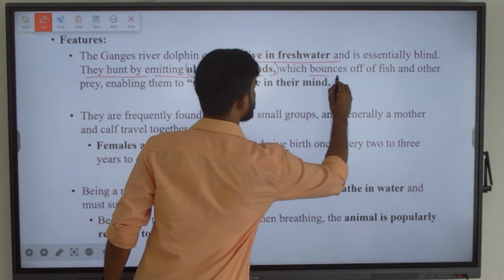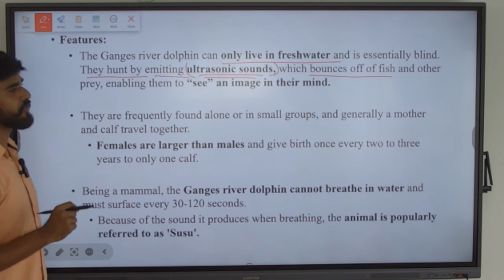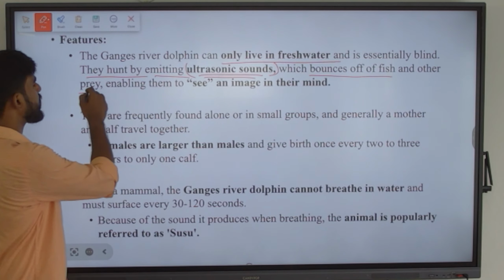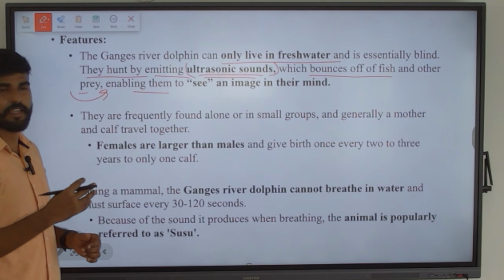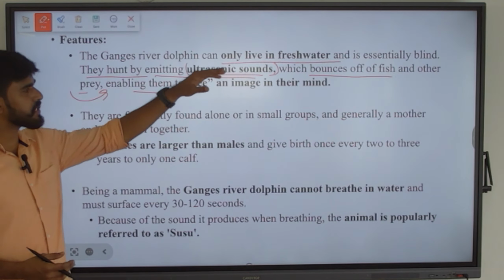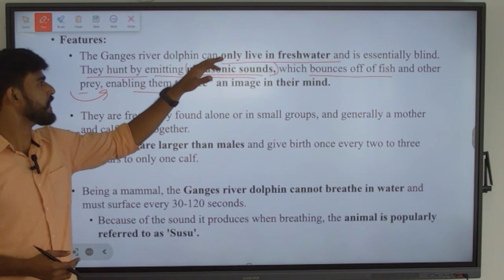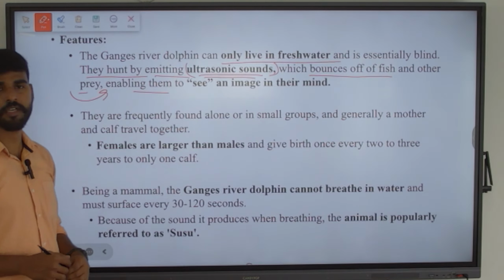The sound bounces off fishes and other prey, thus it enables them to see an image of their food. This is how they hunt. So essentially they are blind, one important point. Another thing is they live only in fresh water and they use ultrasonic sound to hunt.